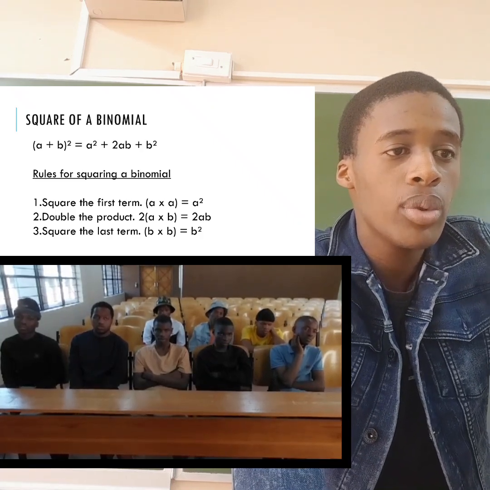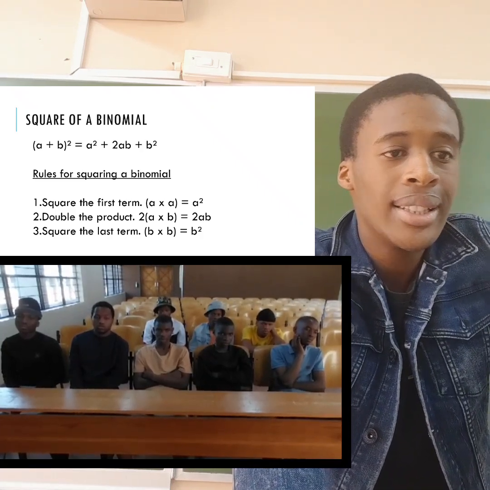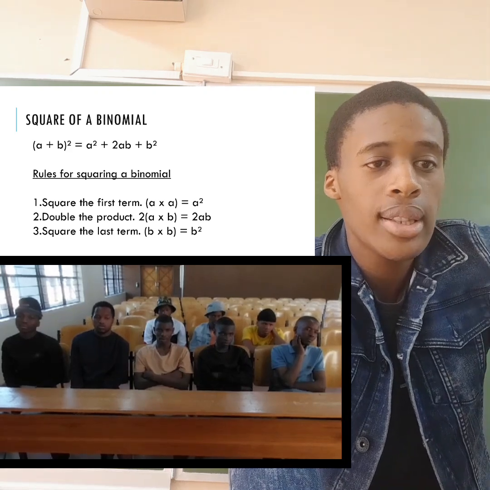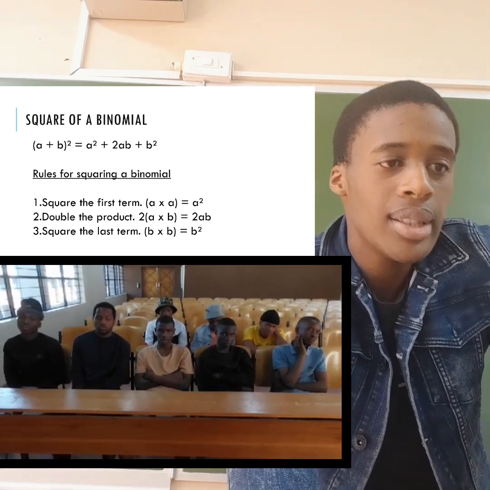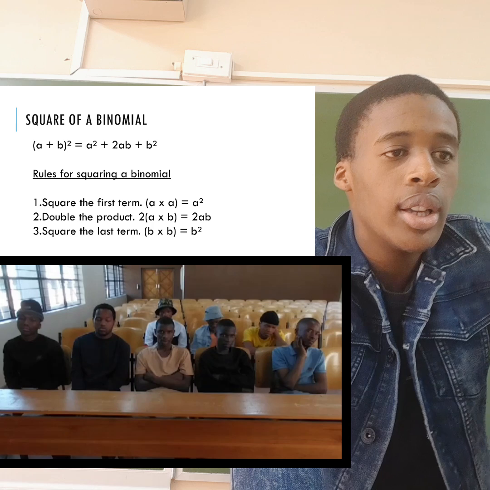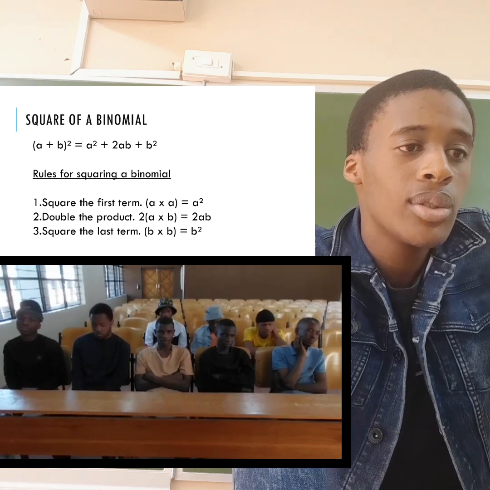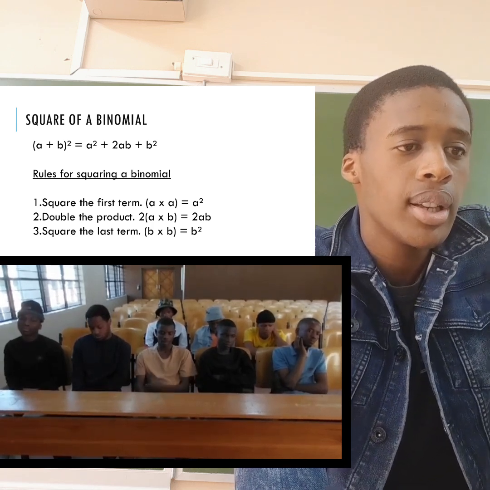The rules are so simple. Square the first term, double the product, square the last term. We're going to be using that many times in the grade 10 class, so it is important for the learners to understand and always remember that law.